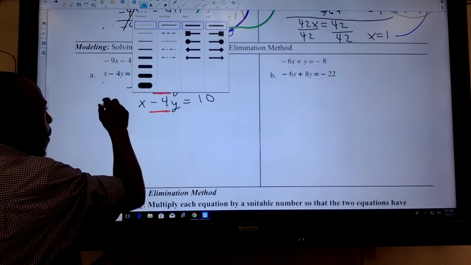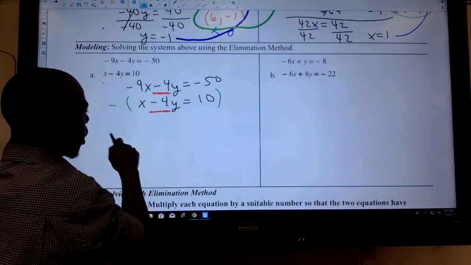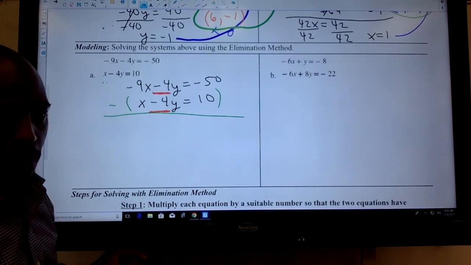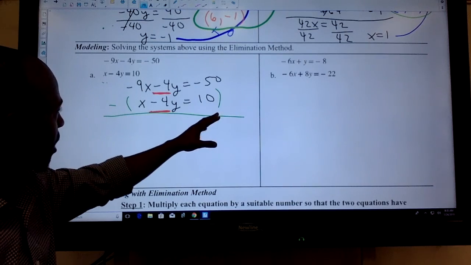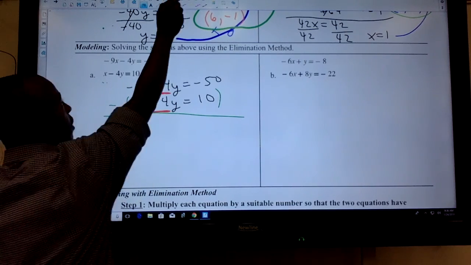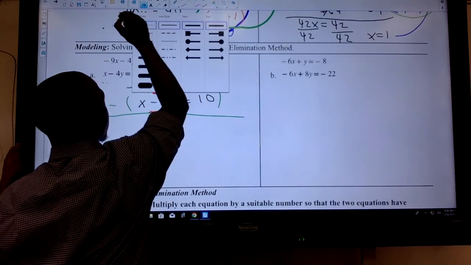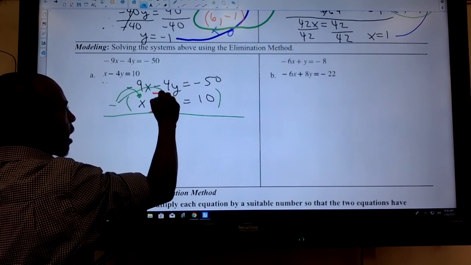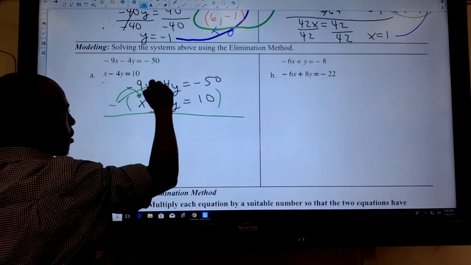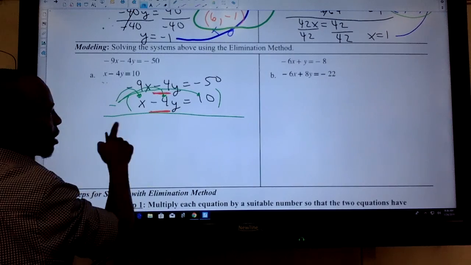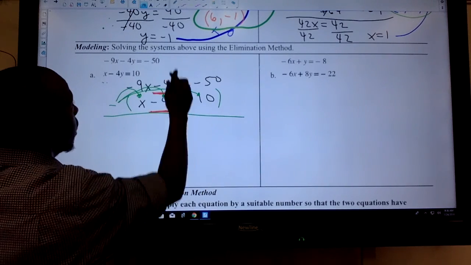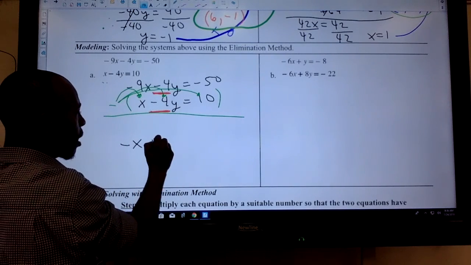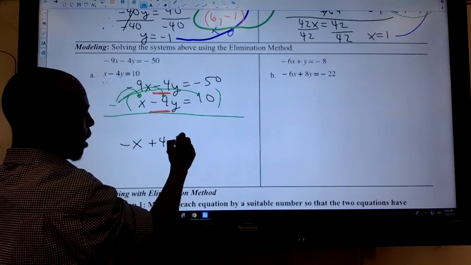It's going to look like I'm changing things, right? So when I subtract the second equation from the first equation, notice this. When you subtract something like this, you have to distribute the negative on the inside. Everything needs to be affected. So everything here will be affected by that negative, or that subtraction, every piece. So instead of it being x minus 4y equals 10, it's actually going to turn out to be negative x plus 4y equals negative 10.